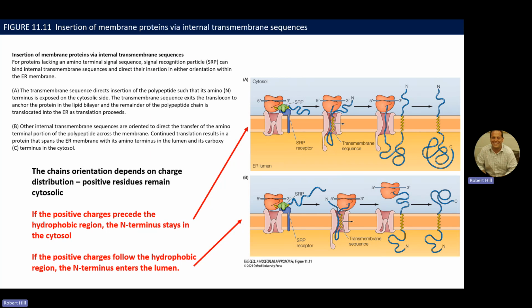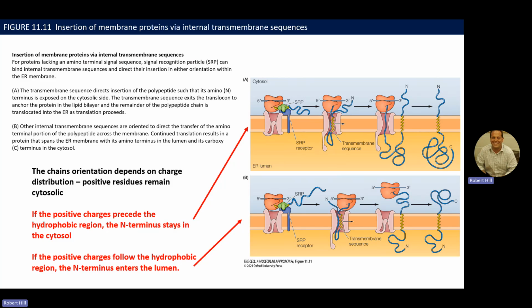Okay, so this is important to understand. It just has to do with relatively where the positively charged amino acids are in respect to that hydrophobic span of amino acids, which is the signaling mechanism to create these transmembrane proteins.